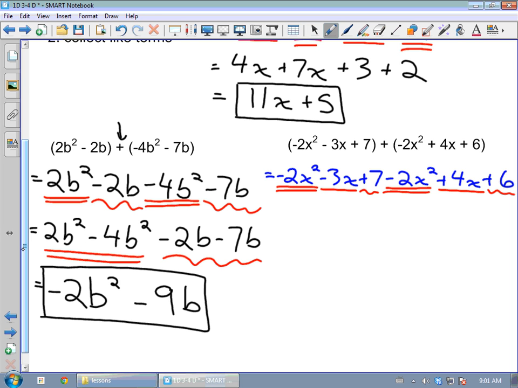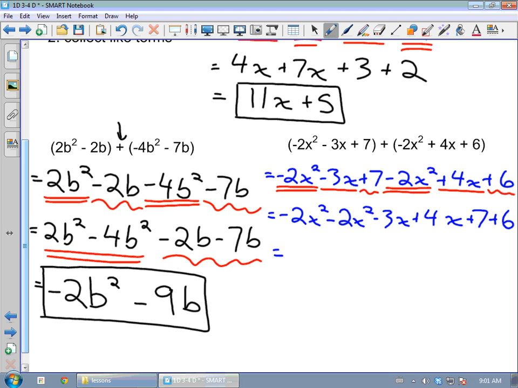Let's put these things next to each other. So I will have negative 2x squared minus 2x squared minus 3x plus 4x. And I've run out of room here, so I'm just going to go down to the next line, but you can probably squeeze it all on one line. Positive 7 and a positive 6. Okay? And then we're going to connect them together. So try doing that addition on your own there, and let me know what you get.